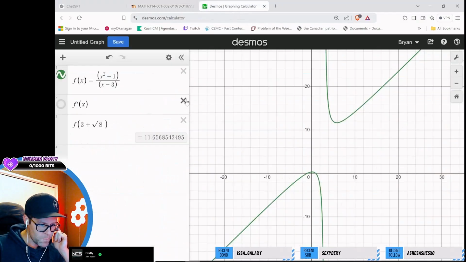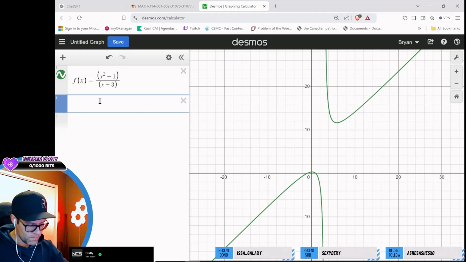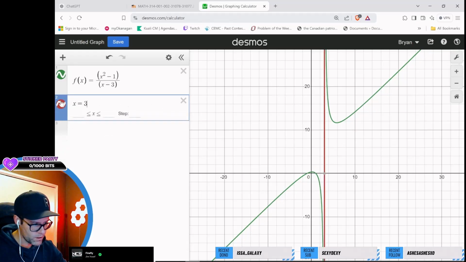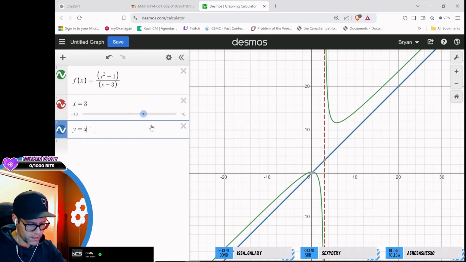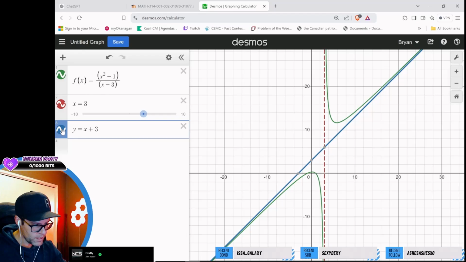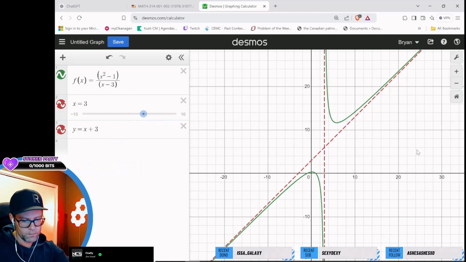Let's take a look. So there's our vertical asymptote. And then y equals x plus 3. There is our slant asymptote. Cool.